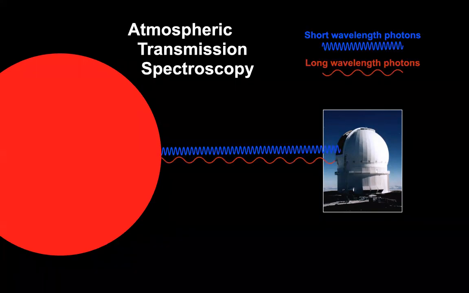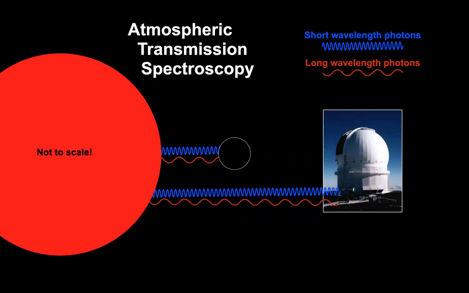Now, if that red dwarf is giving off light at different wavelengths, of course it does, it has a continuous spectrum, it's emitting light at different wavelengths, but we're only going to consider two wavelengths in this very simple schematic. Okay? So we're going to consider short wavelength blue photons, and then we're going to consider longer red wavelength photons. And both of those wavelengths are getting to our telescope. Okay? We can see the star at both of those wavelengths.